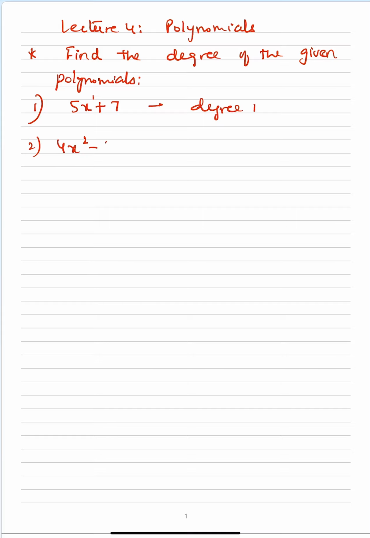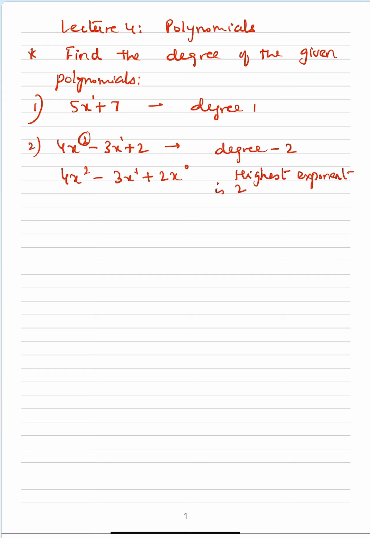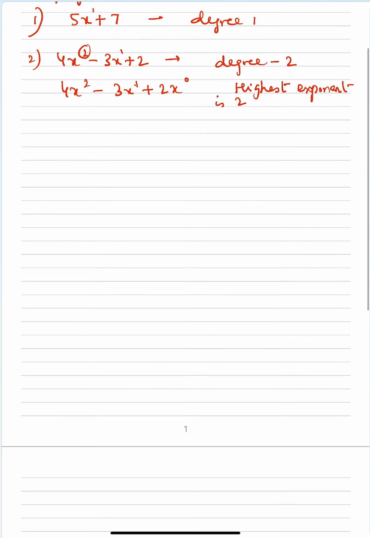Suppose we take 4x square minus 3x plus 2. Then the highest exponent, that is the highest power, is 2, because this is 1. And this 2 we can also write as 2 into x raised to 0, correct? So 2, 1, 0. The highest power is 2. So we will say that the degree of the polynomial is 2 because the highest exponent is 2, correct?